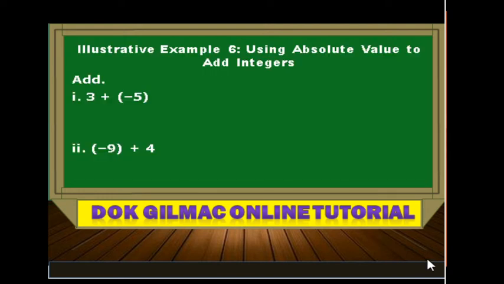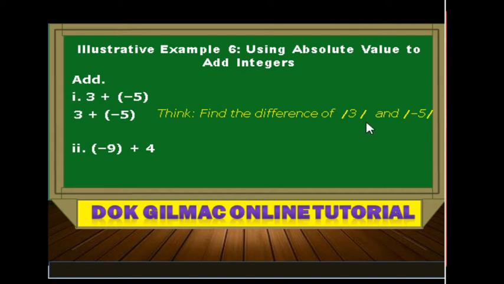Illustrative example number 6. Add 3 plus negative 5 and negative 9 plus 4. Think first of the difference of the absolute value of 3 and the absolute value of negative 5. Now, 5 is greater than 3, so use the sign of 5. So 5 minus 3 is 2. The sign of 5 is negative, so we have negative 2. So take note of that.